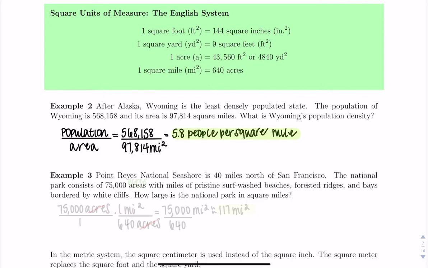Point Reyes National Seashore is 40 miles north of San Francisco. The national park consists of 75,000, this should say acres, with miles of pristine surf-washed beaches, forested ridges, and bays bordered by white cliffs. How large is the national park in square miles?